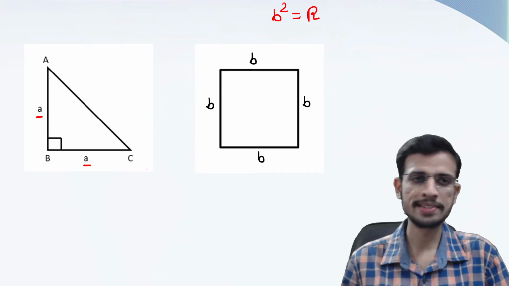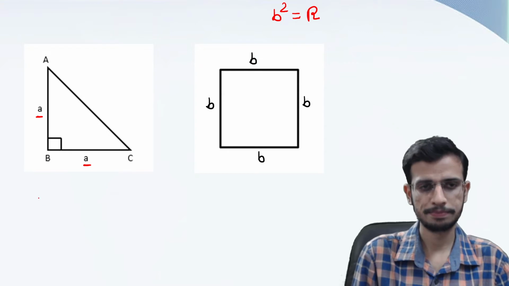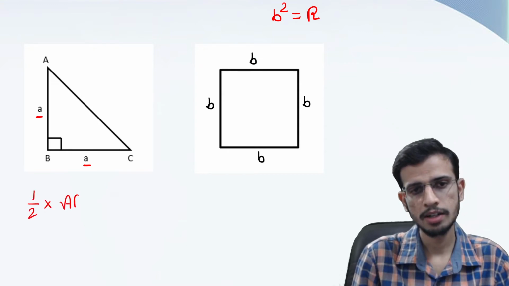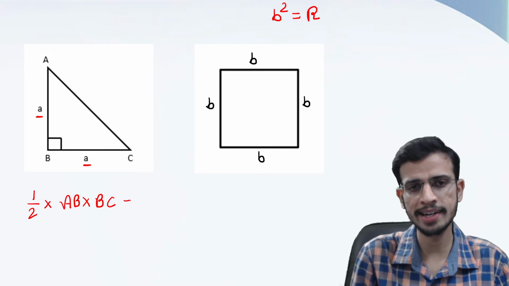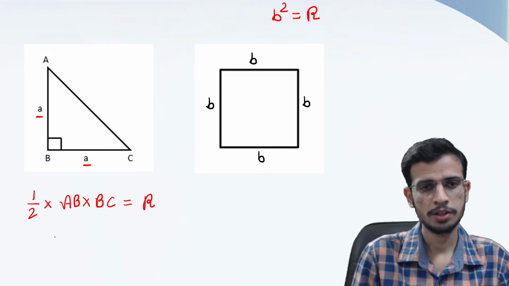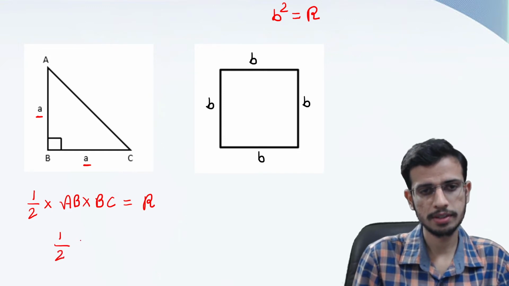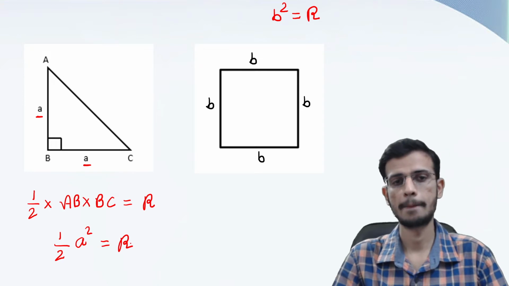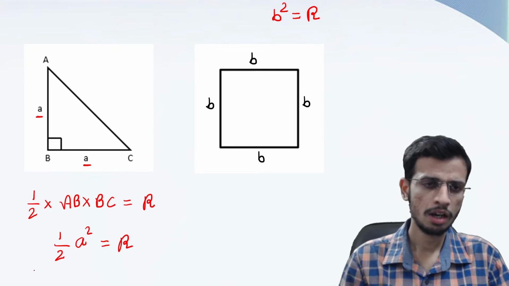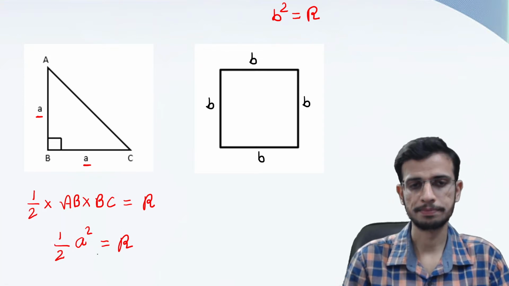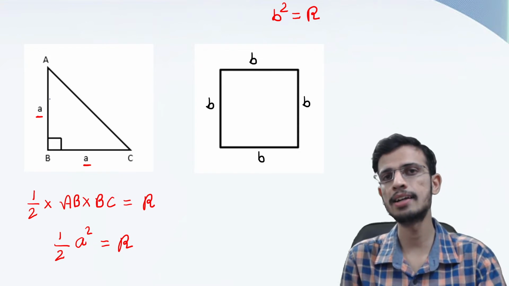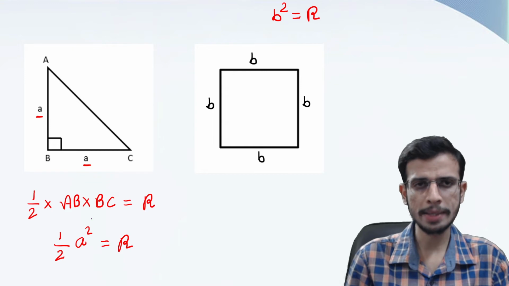What will be area of this right angle triangle? 1/2 into height into base, right? This will be the area of the triangle, that is R. So 1/2 times A square equal to R, right? We have to find value of A, that is side length, that is leg of this right angle triangle. What will be A from here?